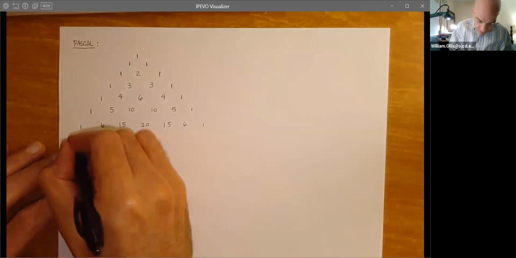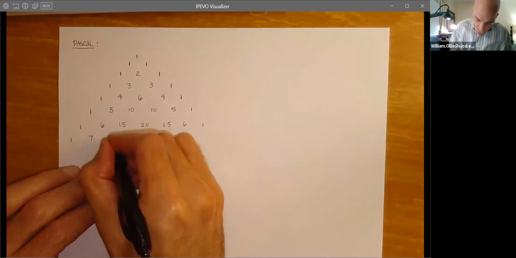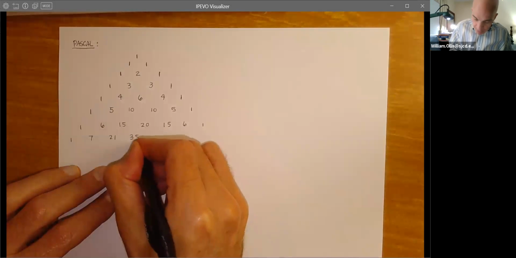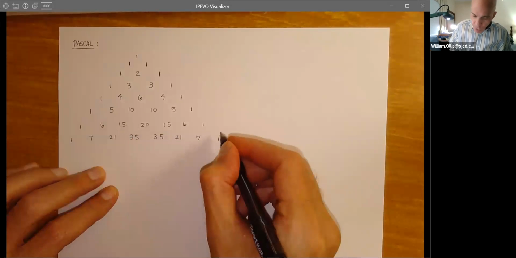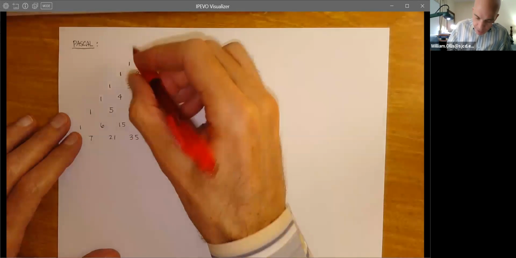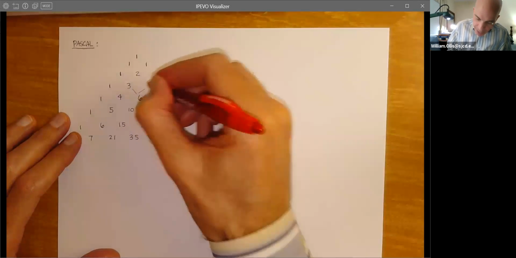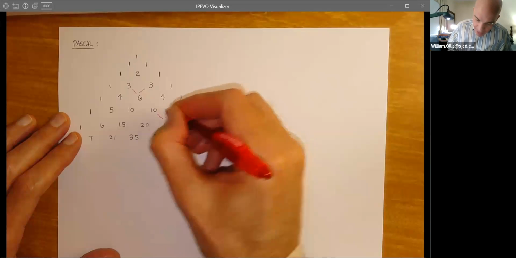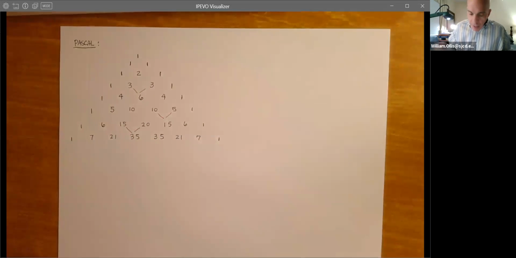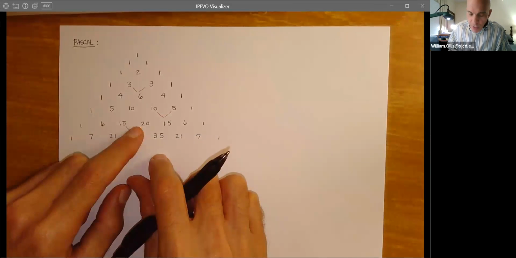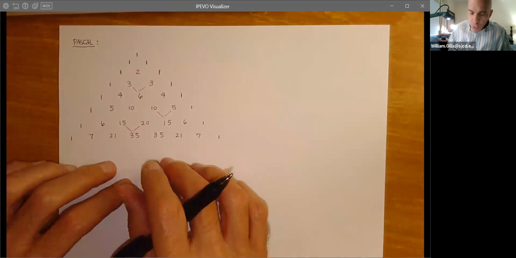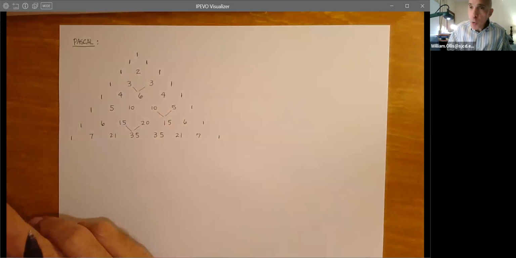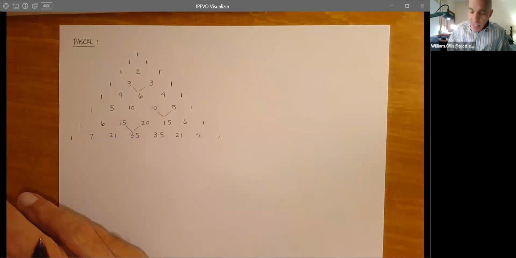Now let's try another one. I'll run out of room. 7, 21, 35, 35, 21, 7, 1. So these coefficients are really interesting. What we're seeing is that when we add like this, that's the identity working right here. To get the number in the next row, we're basically using Pascal's identity, adding these coefficients. And what's interesting about this triangle is that it generates the coefficients of the binomial theorem where n is a positive integer. So that's amazing.